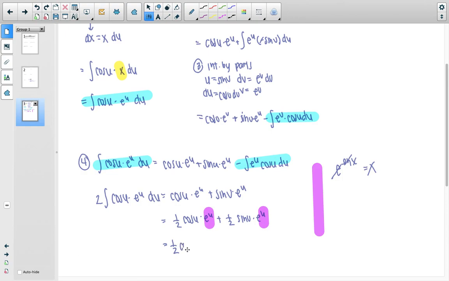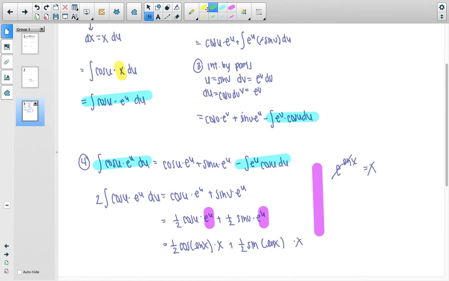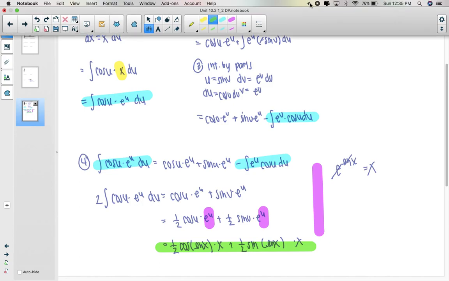So 1/2 cosine of the natural log of x times x plus 1/2 sine of the natural log of x times x. I left some space so you know, in my key I have the x in here, and that's how I would write it to end, but I just don't feel like writing it again. So that is your answer. That's it. Not an easy problem, so definitely a good question to ask about. All right. Hope that helped. Bye.